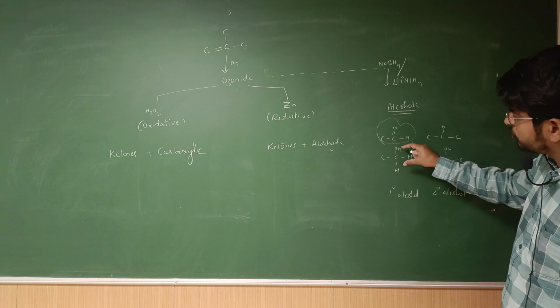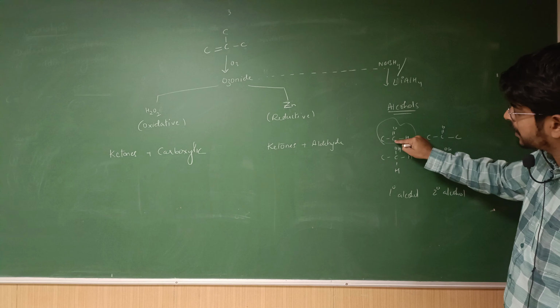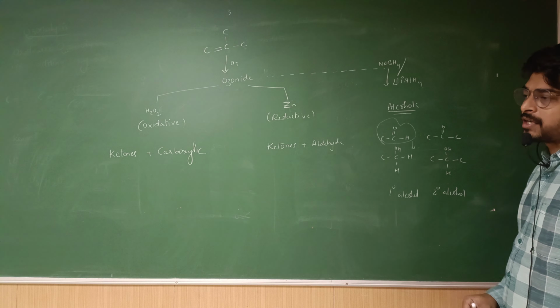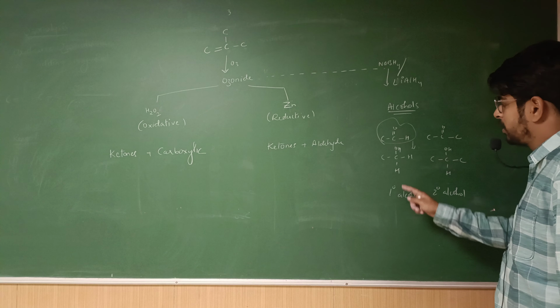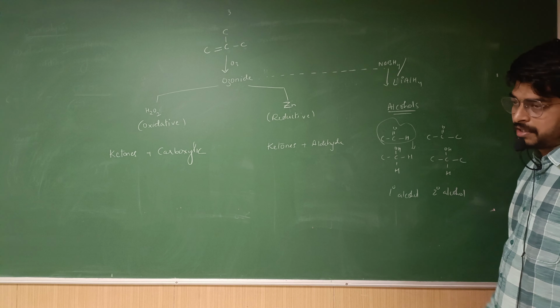What is reduction? Addition of hydrogen. So one C-O bond is breaking. Here a hydrogen is being added. Here a hydrogen is being added. So aldehydes will become 1 degree alcohol. What is a 1 degree alcohol? Carbon with OH is attached to only one carbon atom.